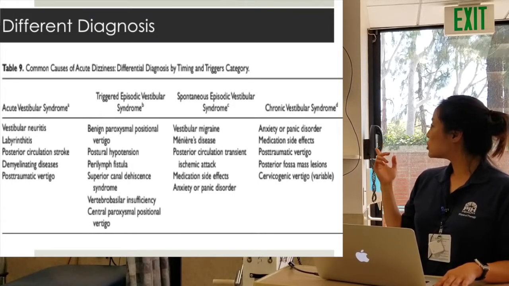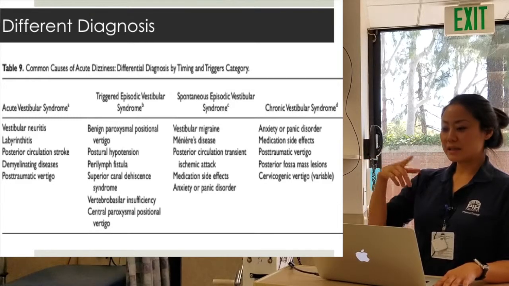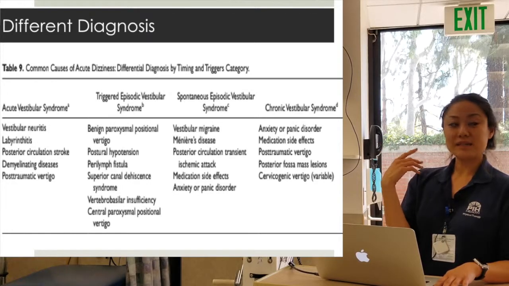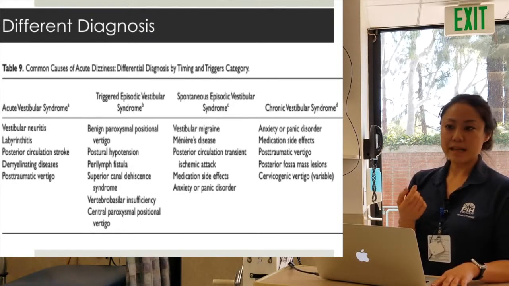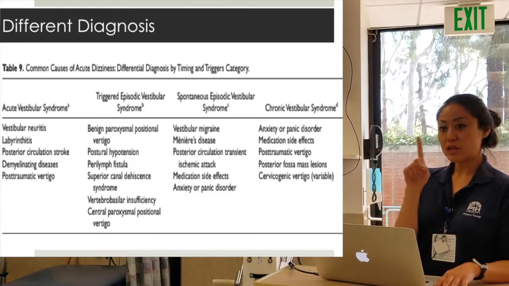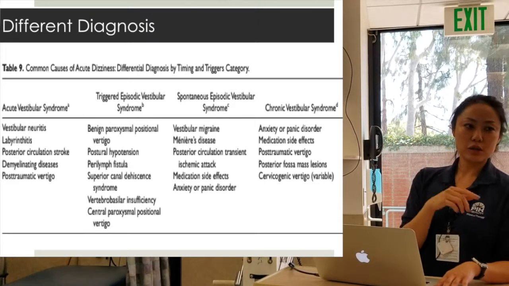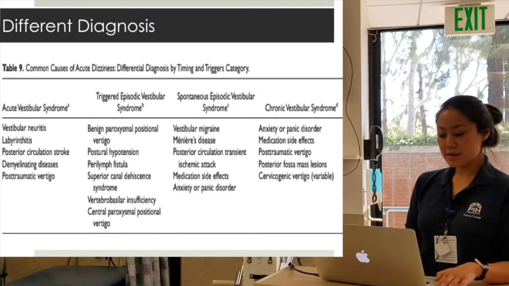And then central, what you're looking for is downbeating nystagmus. People with nystagmus because of central issues are going to have a really hard time gaze stabilizing. So you always want to check smooth pursuit, and if they're having difficulty with that, then you might be leaning towards more central and not BPPV.